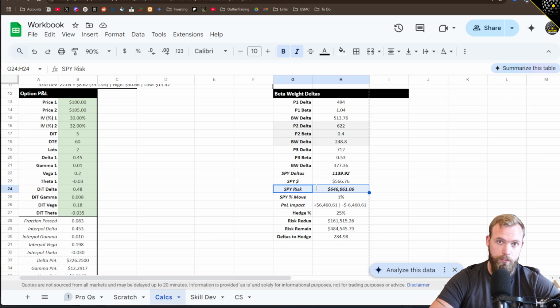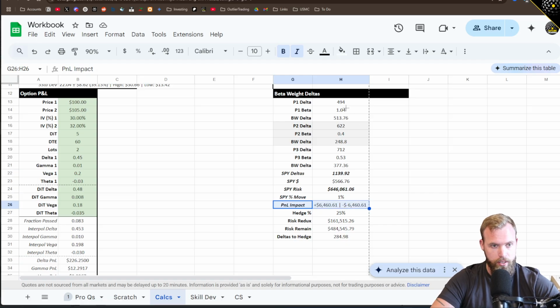One of the first things you could do is say, is that too much? Is that not enough? Well, it depends on the size of your portfolio. But the next thing we could do is model. We can say, okay, based on this risk, what happens if SPY goes up by 1%? Well, if it goes up 1%, your portfolio will make 6460. If it goes down 1%, your portfolio will lose 6460.